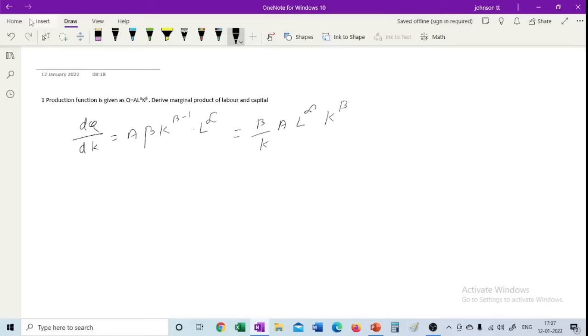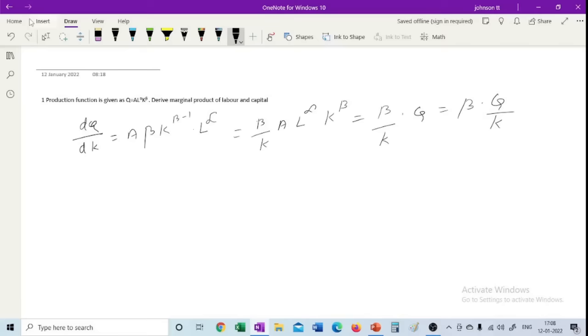So what is A into L raised to alpha K raised to beta? That is Q. So this is equal to beta by K into Q, or we can write beta into Q by K. So what is Q by K? Q by K is the total product. So total product divided by K is the number of units of capital. Total product divided by the number of units of capital, so that is the average product of capital.